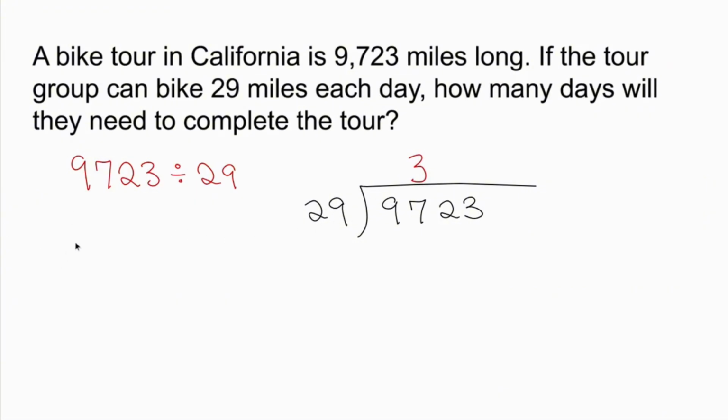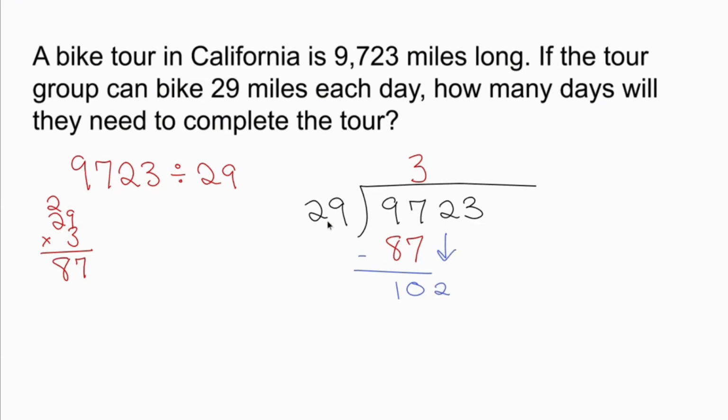Now if you're not sure, there's absolutely nothing wrong with going off to the side and doing 3 times 29. So let me do that over here. 3 times 9 is 27. Write out your 7, carry over the 2. 3 times 2 is 6. 6 plus 2 is 8. We get 87. Now we're going to subtract those numbers. 97 minus 87 is 10. Drop down your 2 and repeat the process.